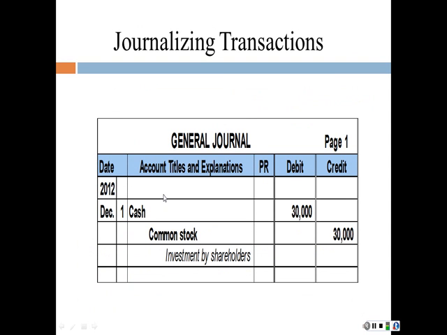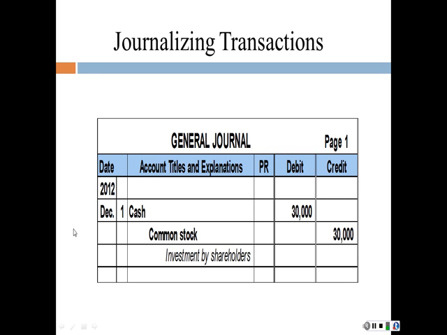The first thing we do is analyze the situation and say, okay, which 2 accounts were affected? And the answer to that question would be cash and common stock. We know then that cash has increased for the business and common stock has increased as well because shares of common stock were issued.